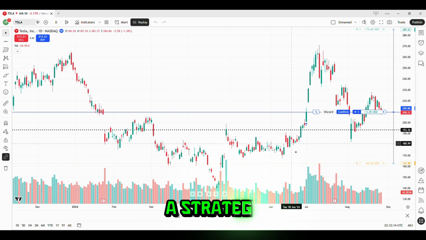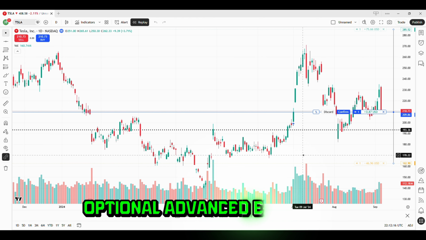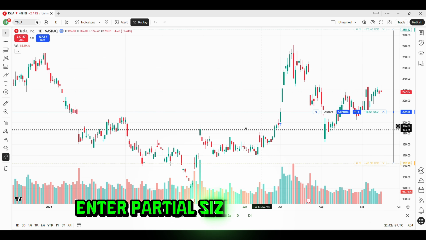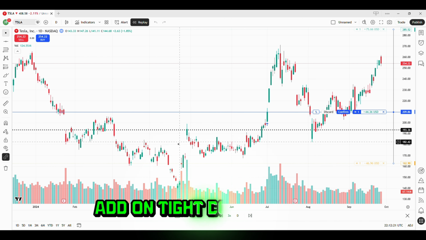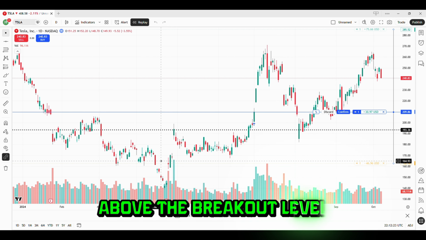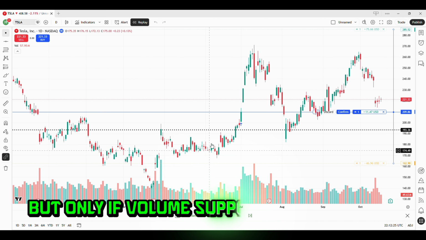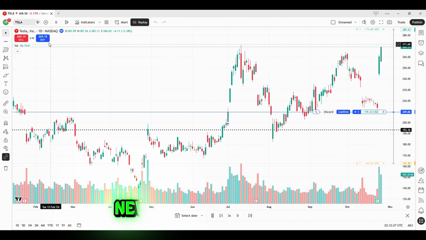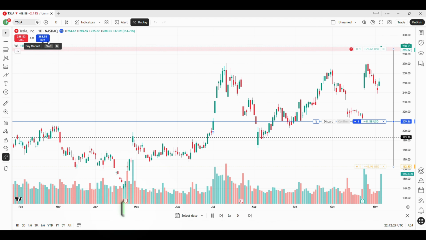Patience is a strategy. Optional advanced execution. Enter partial size on breakout. Add on tight consolidation above the breakout level, but only if volume supports continuation. Never full size blindly.